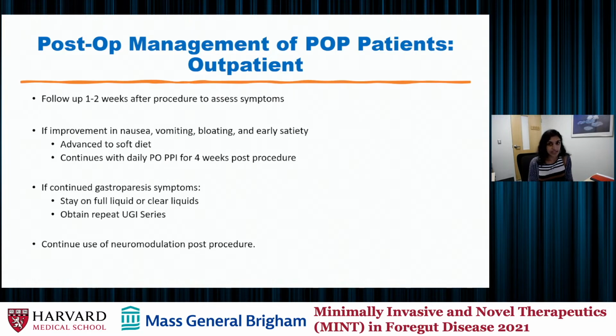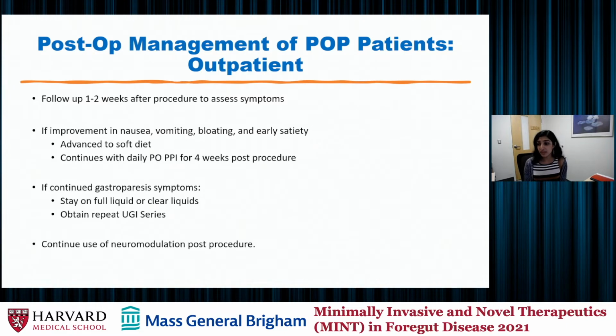If they have continued gastroparesis, so again, if they're having worsening nausea, vomiting, bloating, it's just not feeling well for them, we want to make sure that they stay on a full liquid diet or even go back down to a clear liquid diet. In this sort of sense, we want to make sure that we obtain a repeat upper GI series. We want to rule out any sort of complication that was not seen on their prior upper GI series when they were in the hospital.